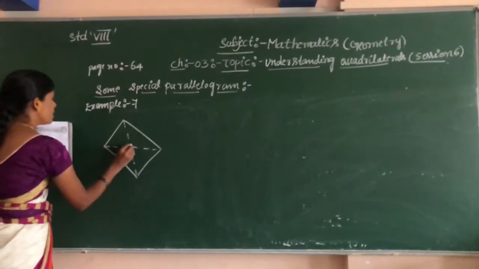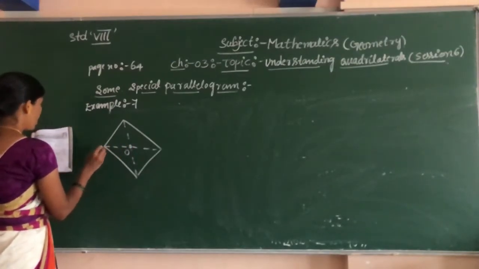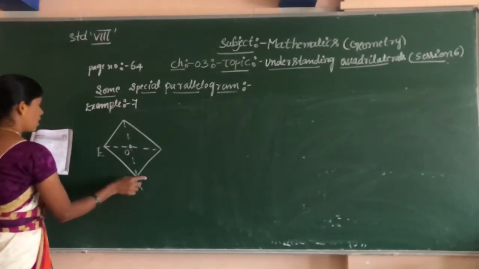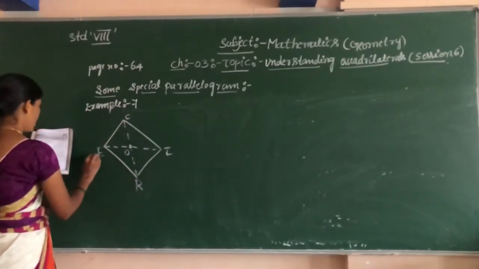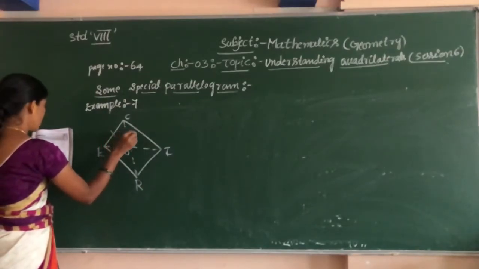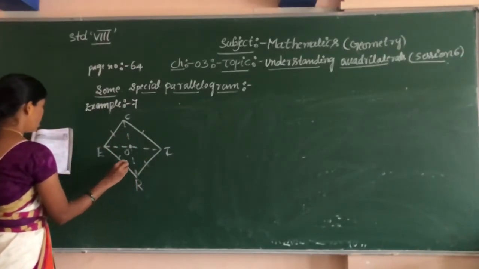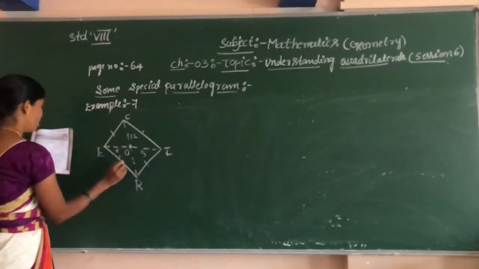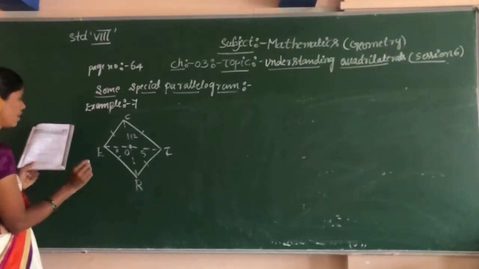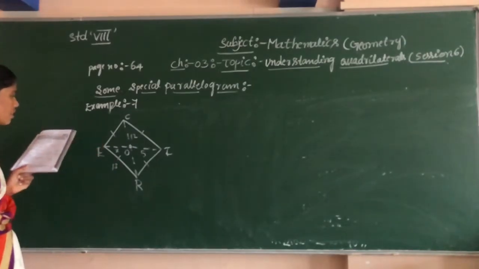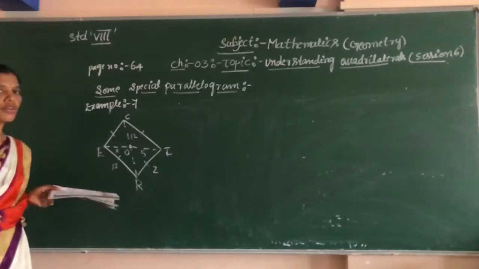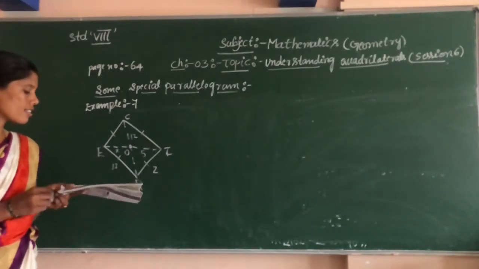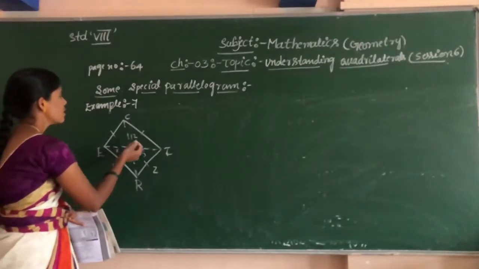So the middle point is O. In rhombus RICE, this and this are equal. This is x, this is 5, this is 12, and this is 13. This is z. So we are finding x, y, z. This is the solution.